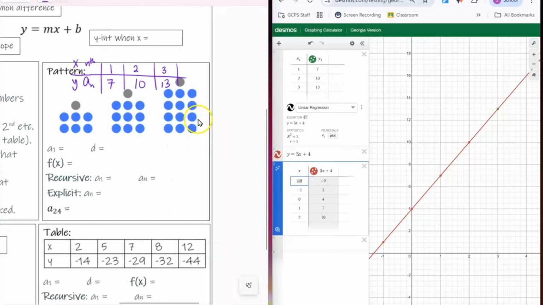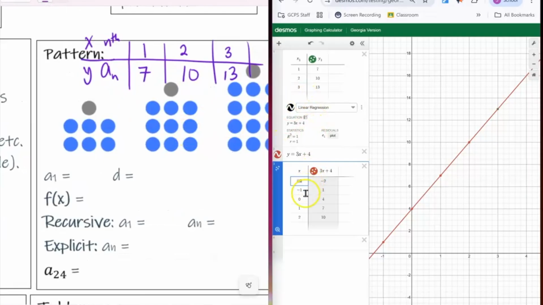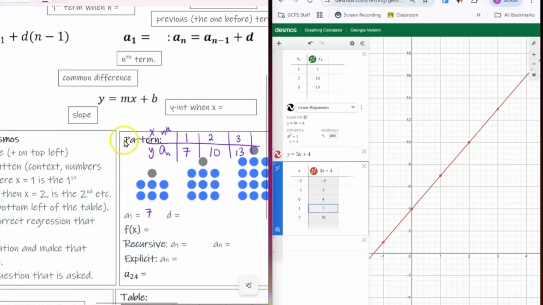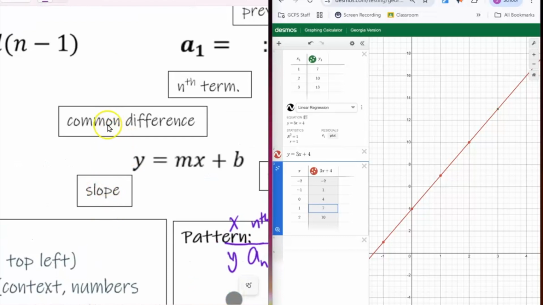Now that I know that, I come to my table and I look for the number 1. So my first term is 7. I'm going to say my first term, a sub 1, is equal to 7. What is yours? Now that I know that, I need to answer what is d. What does d mean again? Common difference. And what is common difference in 8th grade? Common difference in 8th grade is the very same thing as slope.